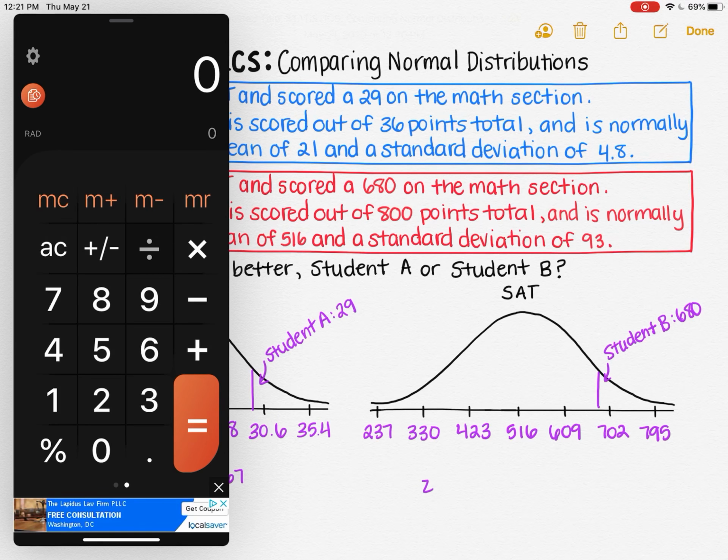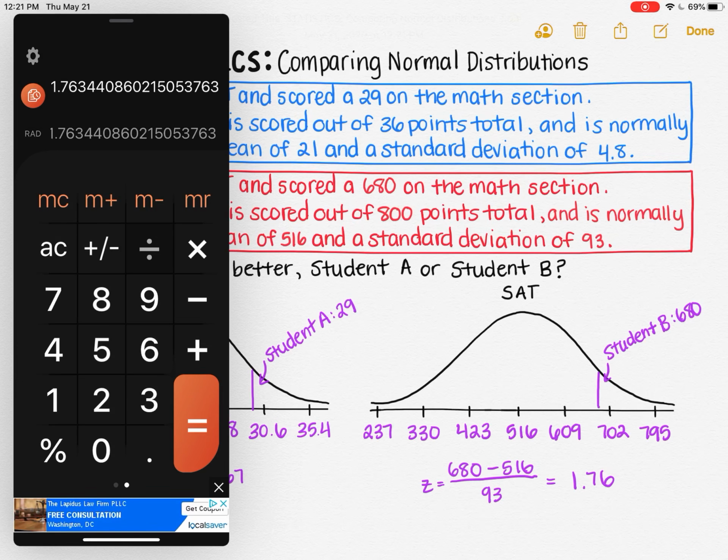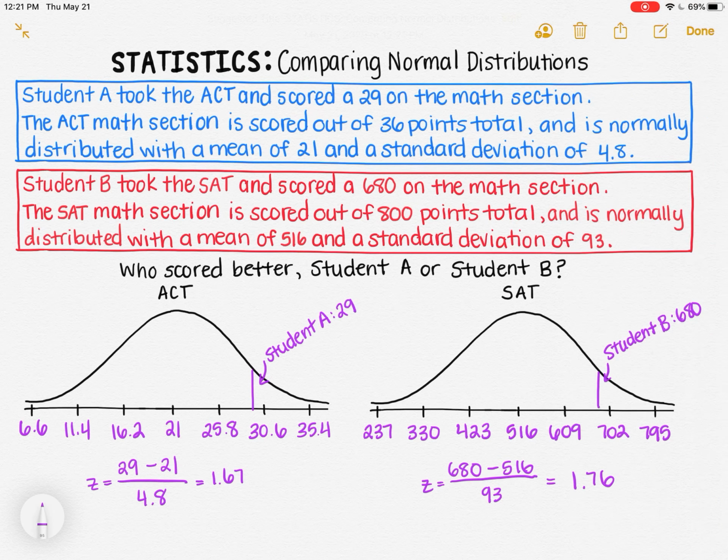So let's figure out the z-score for student B. For student B, their score was a 680. I need to subtract the mean, which is 516, and divide by the standard deviation, which is 93. So in my calculator, I'll do 680 minus 516 and divide by 93. That gives me 1.76 if I round to the hundredths place. So that tells me that student B's score is 1.76 standard deviations above the mean.